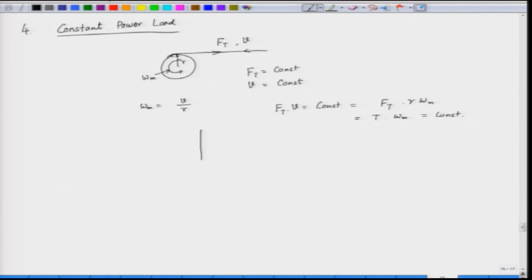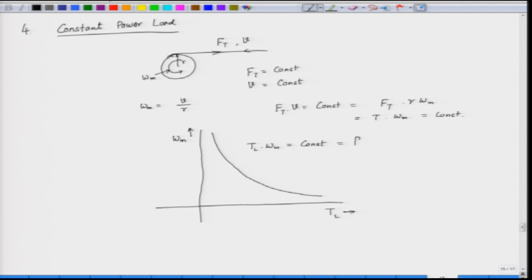So, the speed torque characteristic of this type of load is the following: the speed is on the y axis and torque is on the x axis. So, this characteristic is of this sort. Here, T L into omega m is constant. So, when we say that torque into speed is constant, we get the constant power drive, that is, P remains constant.